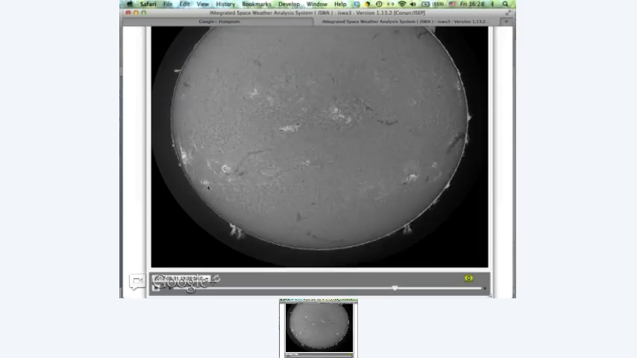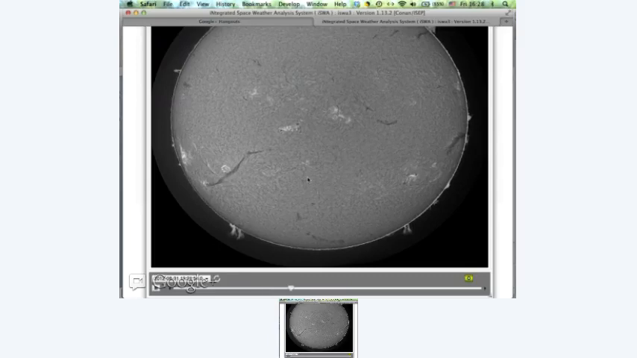If you look closely, you can see something flying out on the limb that is part of that erupting filament as well. So this is a very classic disappearing filament in the H alpha imager. This is one way to detect that there was an eruption.